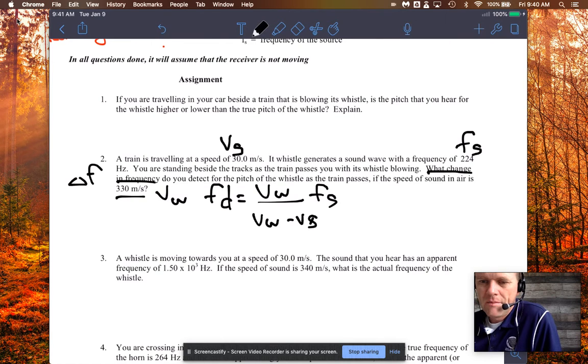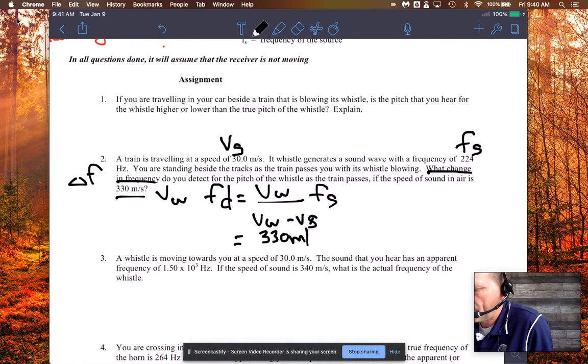Because it's approaching me, and I put a little shortcut here on that. If it helps you, if an object's moving towards you, my brain kind of thinks, well, the distance between us is decreasing, so I should subtract in the denominator. I don't know if that helps you, but if an object is approaching you, you subtract. If it's moving away from you, then you add in the denominator. So yeah, we'd plug in 330.